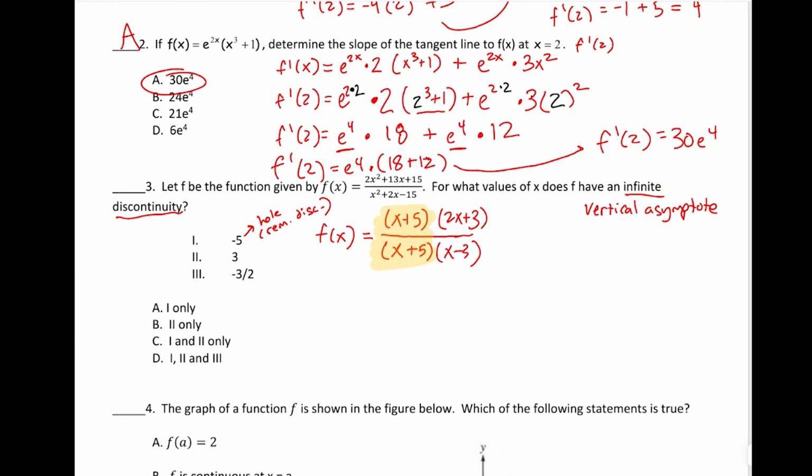It's asking for an infinite discontinuity, and that happens when we have an x value that makes the denominator 0 and not the top. So the only x value that's going to make the denominator 0 but not also the numerator is going to be x equals 3. And so our answer here is B.